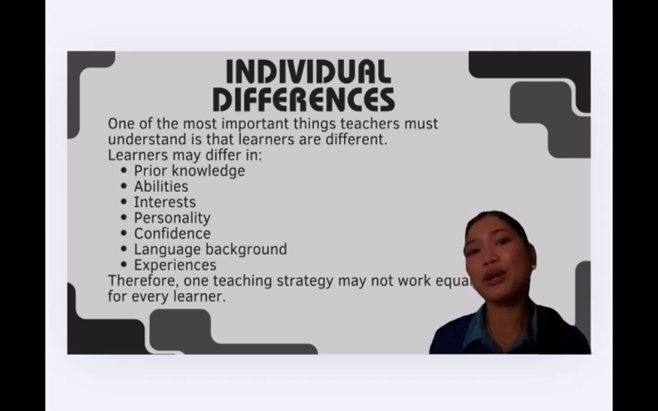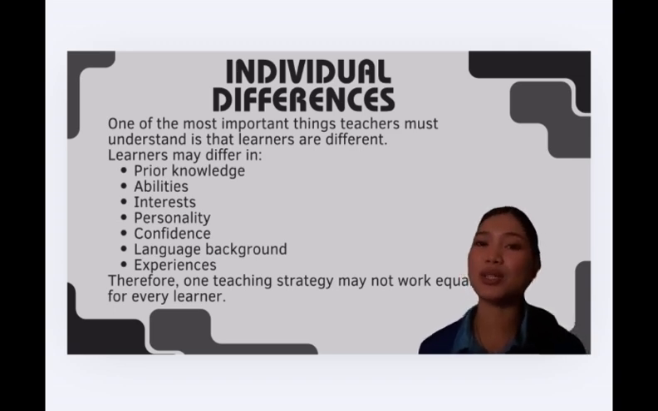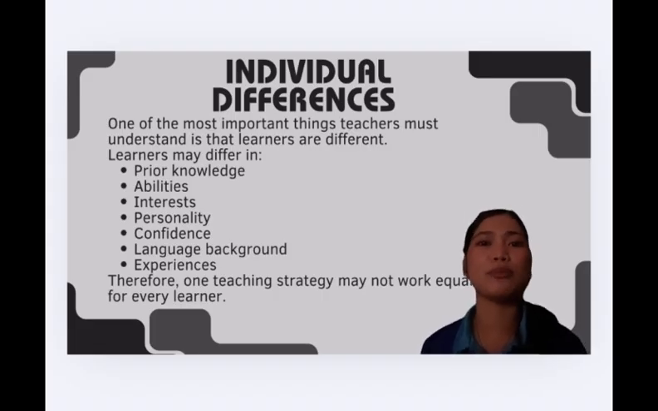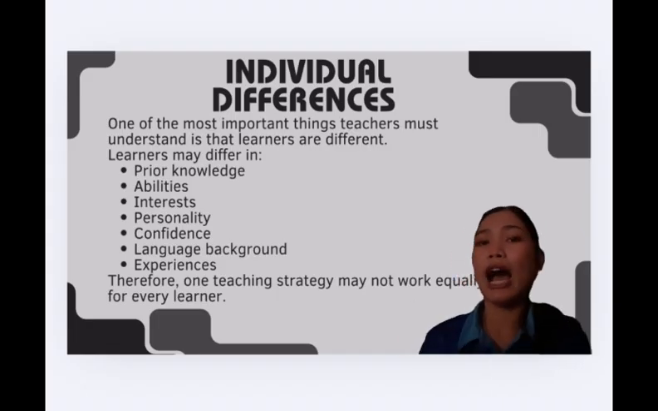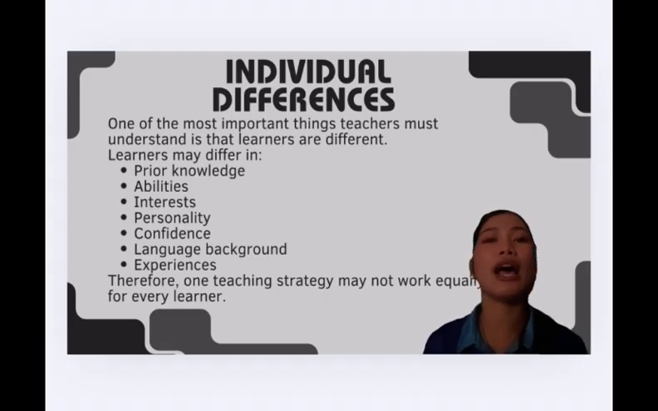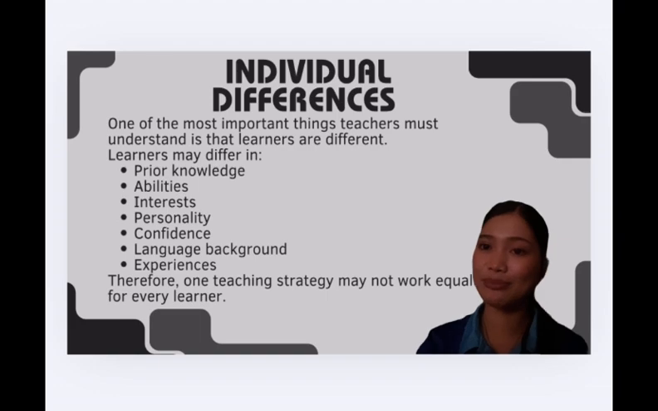For example, one student may enjoy answering questions in front of the class, while another student may be more comfortable writing their answer first and then discussing it with a partner. This is why teachers should provide different opportunities for participation. Understanding individual differences does not mean lowering expectations. Instead, it means finding appropriate ways to help different learners reach their learning objectives.